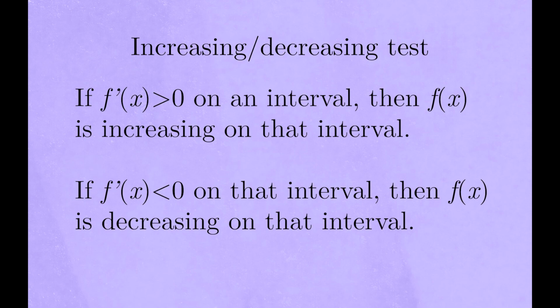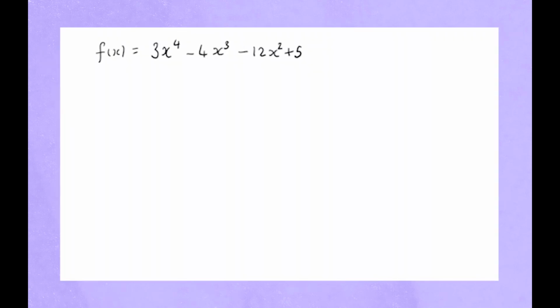The reason this is true is because the mean value theorem tells us that the average rate of change over a region is equal to the instantaneous rate of change at some point in that region. If that instantaneous rate of change is always positive, because f prime of x is greater than 0, then the average rate of change is positive, and so f of x goes up across the region. Similar reasoning applies when f prime of x is less than 0. This allows us to find regions where f of x is increasing or decreasing.